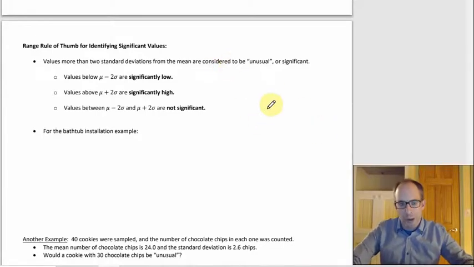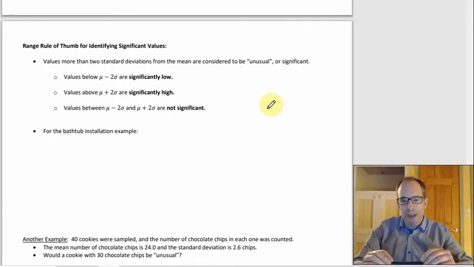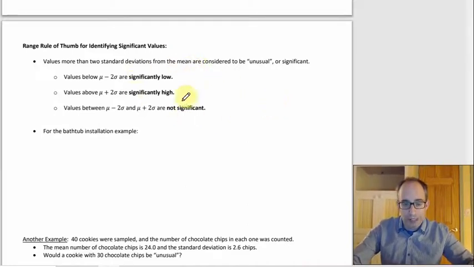But then, all right, the range rule of thumb for identifying a significant value. Our book and the homework are kind of big on this concept. So this is sort of a big thing here. So what's considered to be unusual or significant? The rule of thumb is it's anything more than 2 standard deviations away from the mean. So that's basically what this says, just with symbols.